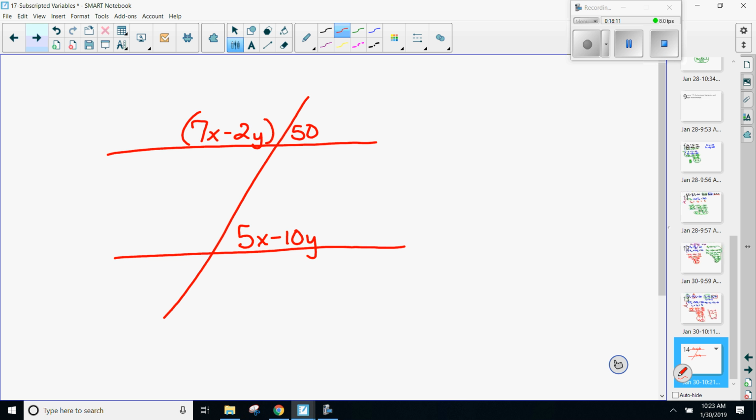What can you tell me is true about that statement, or that figure? Yes, we know that right here you have a straight line, right? So we know that 7x minus 2y plus 50 equals 180. I will agree with that. What else do you know is true? Okay, now I got lots of things going on. Now what? This angle right here is equal to that angle right there. What's that relationship called?